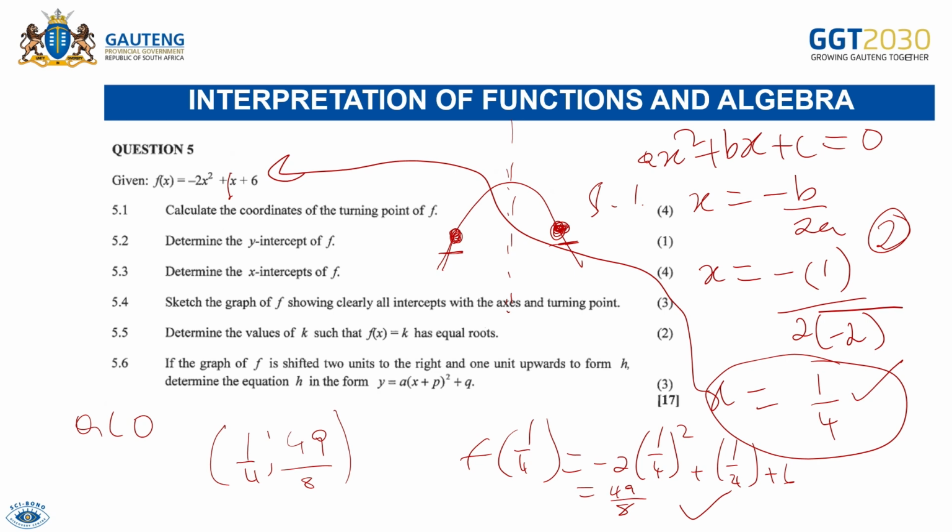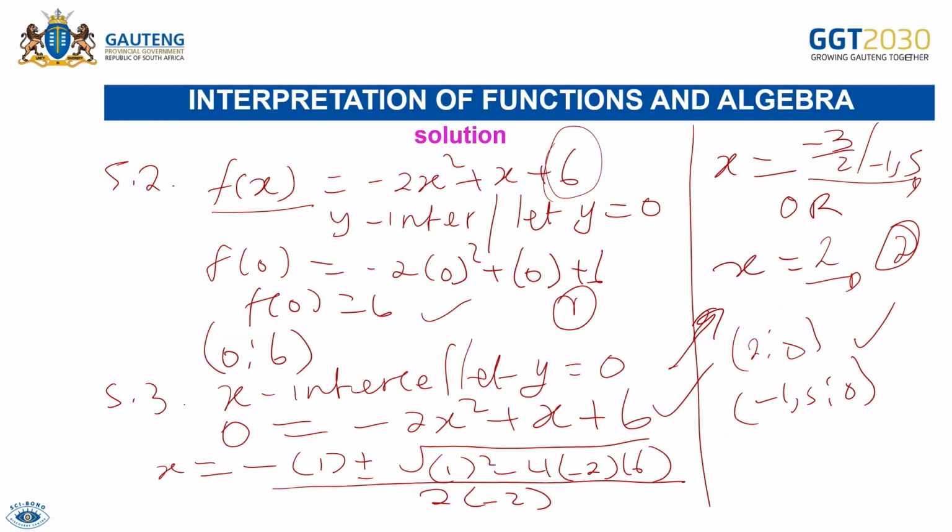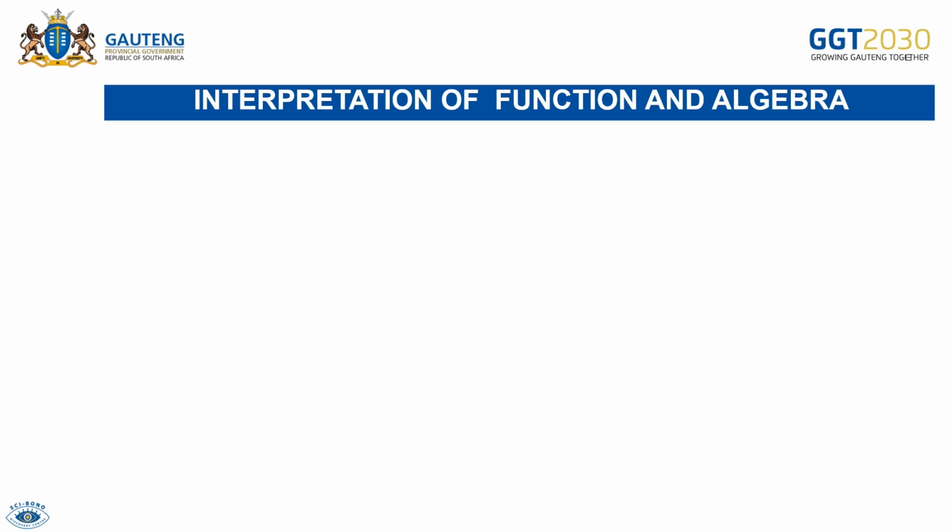5.4. 5.4 is now saying sketch the graph of f showing clearly all intercepts with the axes and the turning point. So obviously in your f of x, you noticed that your a is less than 0, so it means your graph is going to concave down, okay? Okay, so this is me.